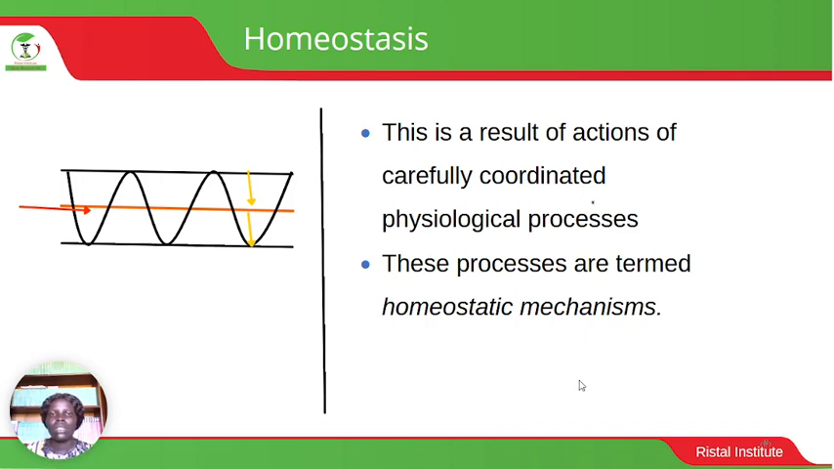So this is a result of actions of carefully coordinated physiological processes. These processes are termed homeostatic mechanisms. As you can see in this pictorial, everything should be balanced. And that line, the orange line in the middle, is the set point. So when we take the temperature, it should be around 37 degrees Celsius. That is the set point for homeostasis to be achieved.